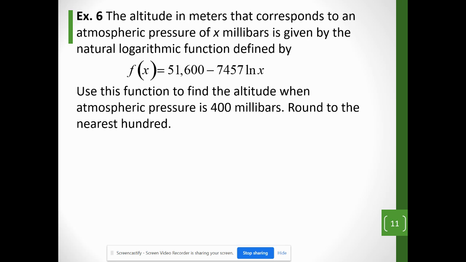Now let's take a look. The altitude in meters that corresponds to an atmospheric pressure of x millibars is given by the natural logarithm function defined by f of x is equal to 51,600 minus 7,457 times ln of x. I know it sounds like mumbo jumbo, but this is just a formula. That's all it says. Use this function to find the altitude when the atmospheric pressure is 400 millibars. Round to the nearest hundred. Okay, so all I'm asking you to do here is, what's f of 400?